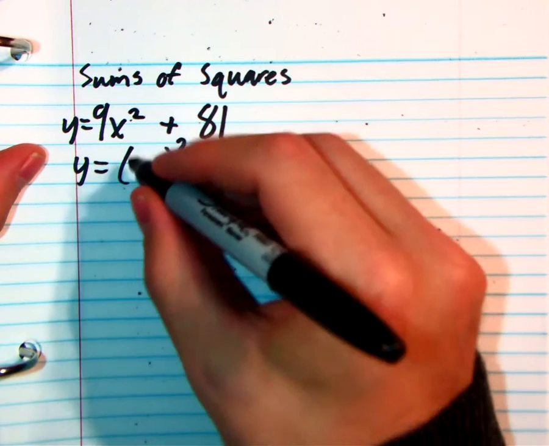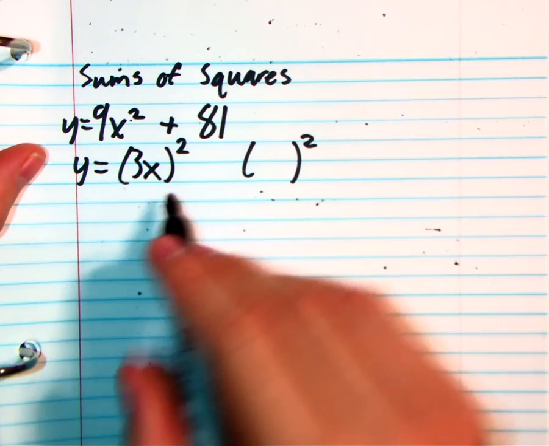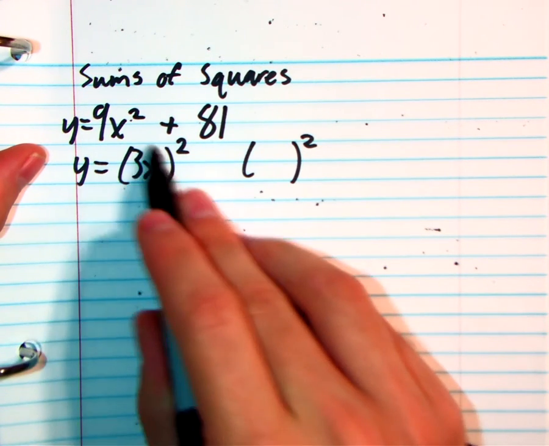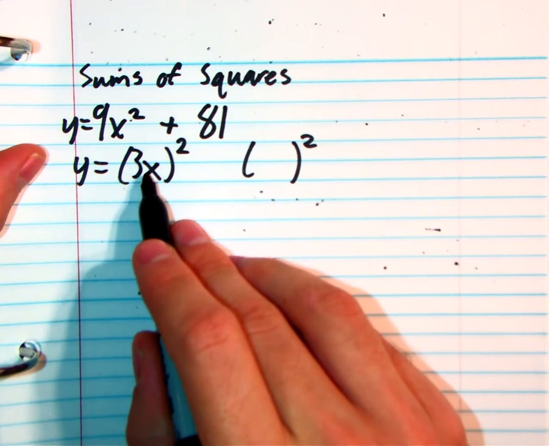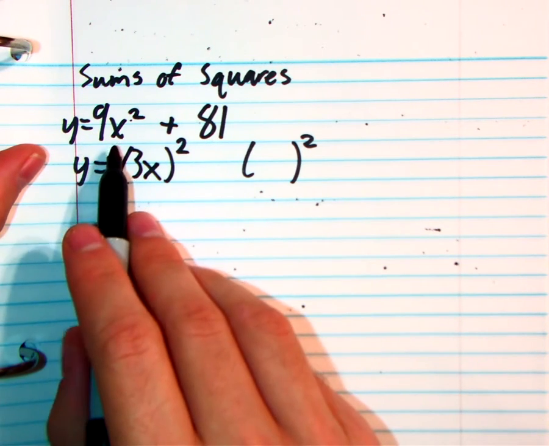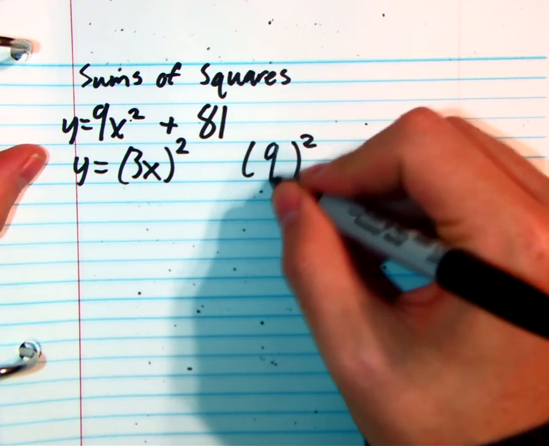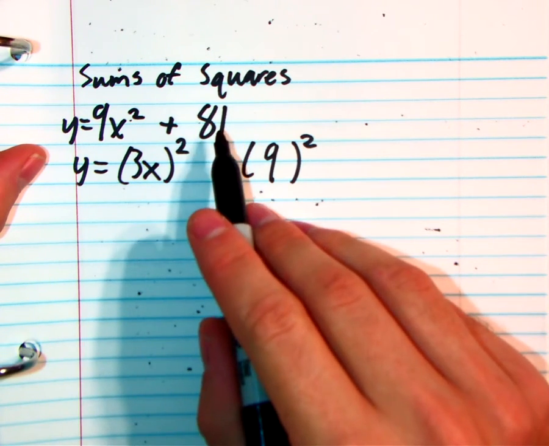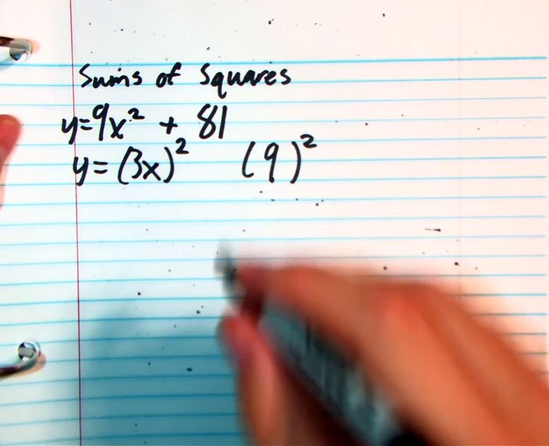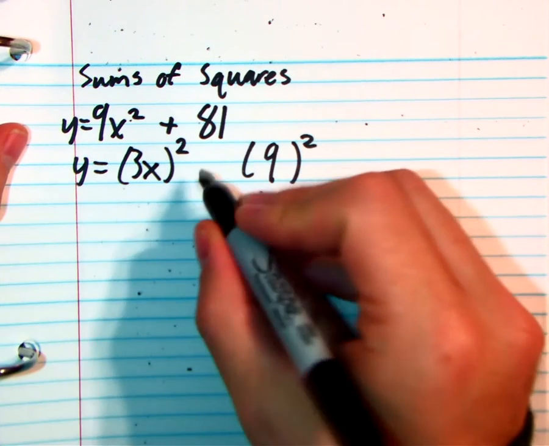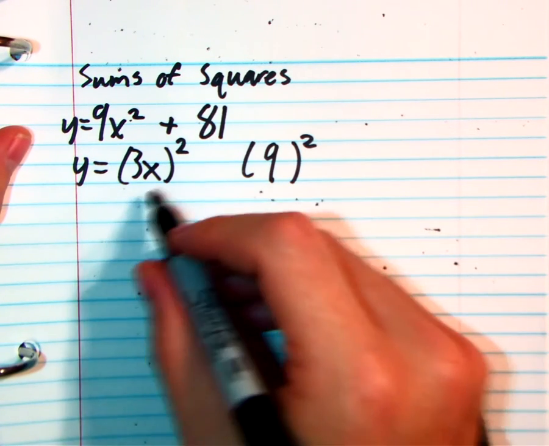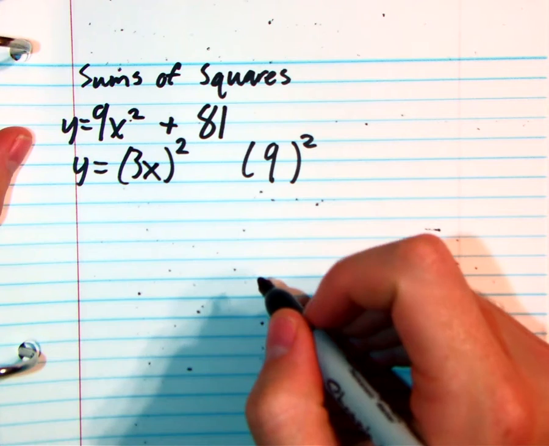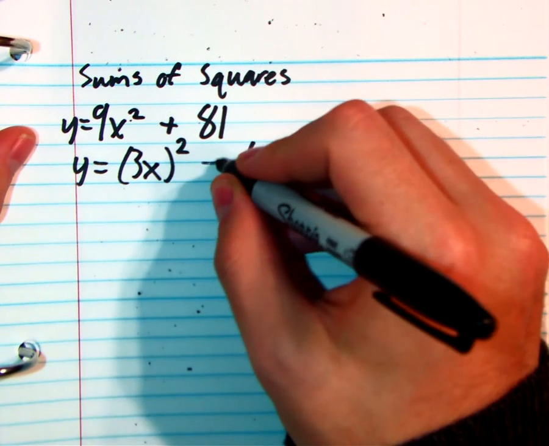I can write it as two square numbers. The first square number would be 3 times x, because if I squared 3 times x, that would give me 9x squared. And the second number would be 9 squared, because if I square 9, that would give me 81. The only difference is that this is not a difference of squares. This is not one square number minus another square number. This polynomial is a sum of squares.